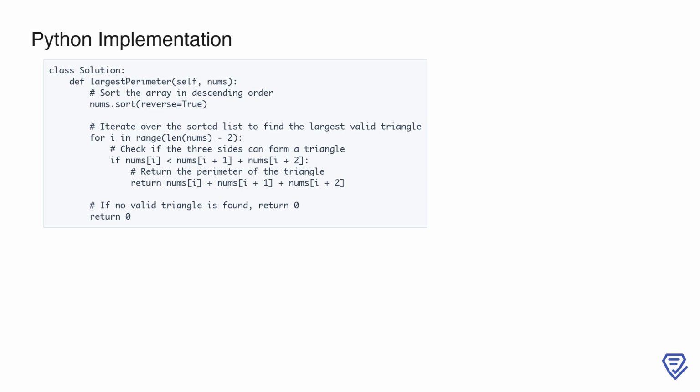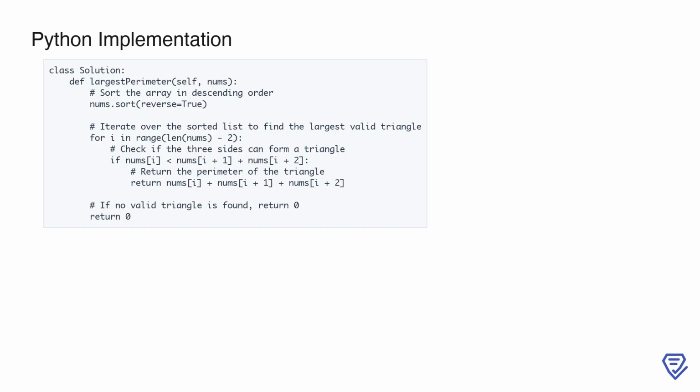The goal is to determine the largest possible perimeter of a triangle that can be formed from an array of integers representing stick lengths, or return 0 if no triangle can be formed. The algorithm begins by sorting the input array nums in descending order. This ensures that the largest possible sides are considered first, which is critical for maximizing the perimeter.